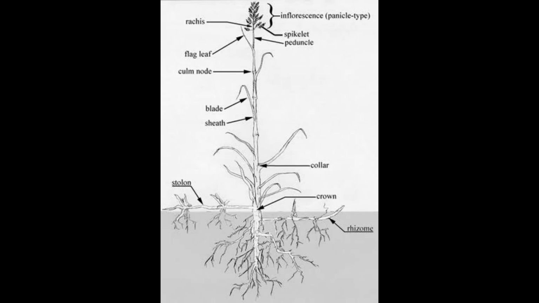So you can see we have the inflorescence here, that is the panicle type. We have the spikelet, the peduncle, the leaf flag, rachis, culm node, the blade and sheath, the collar, the crown, the rhizome within the ground, and the stolon. So how does the Guinea grass adapt to its environment? The Guinea grass has a number of adaptations that help it to thrive in different environments.